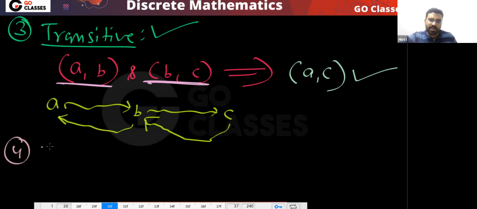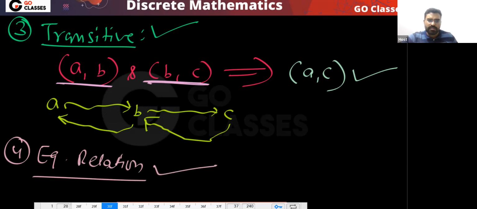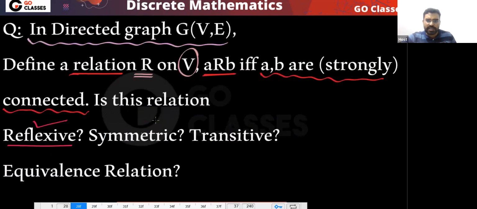So I can say this is an equivalence relation: reflexive, symmetric, transitive. So this is an equivalence relation, correct? Okay, this is the equivalence relation, very simple. So yes, all these properties are there.